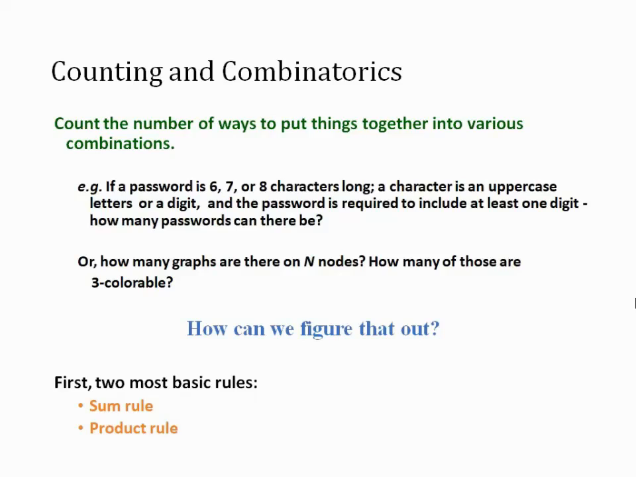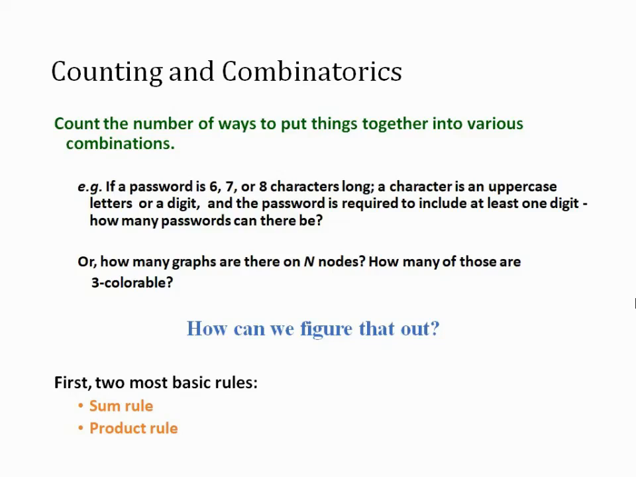Counting and combinatorics: count the number of ways to put things together into various combinations. For example, if a password is 6, 7 or 8 characters long, it is always recommended, whenever you set a password, to use at least 8 characters. Some websites will ask for a minimum of 8 characters and a maximum of 15 characters, just like that. And also a combination of capital letters, small letters, and special symbols. These are the various other combinations that you can use.